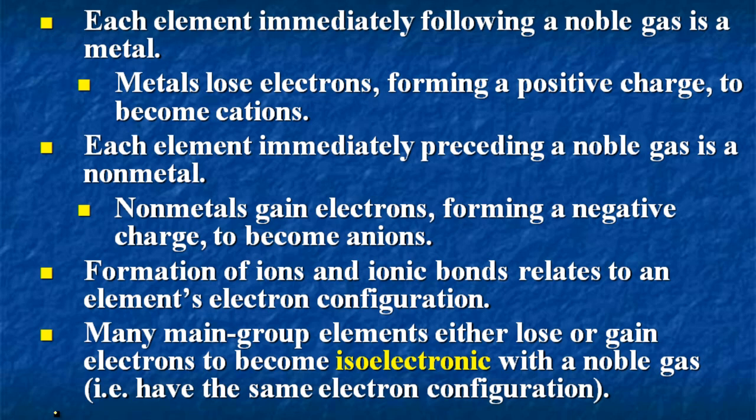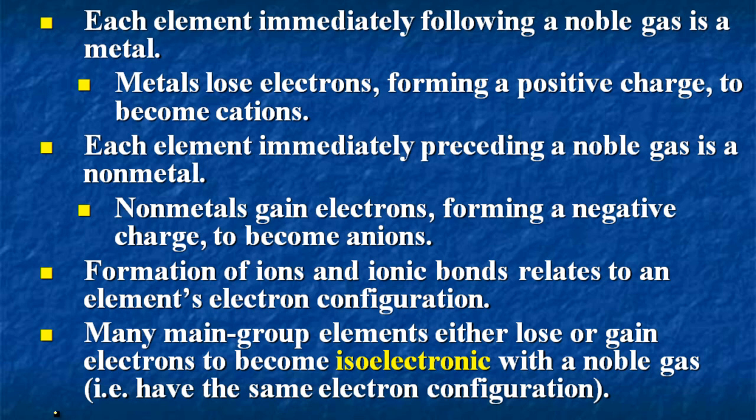Metals lose electrons forming positive charge to become cations. We know that also. Now, each element immediately preceding a noble gas is a non-metal. Usually group 7, that is what immediately precedes the noble gas. And non-metals usually gain electrons forming negatively charged anions.